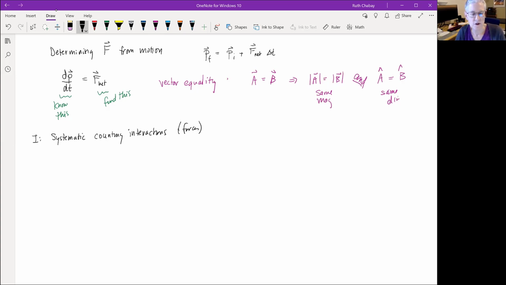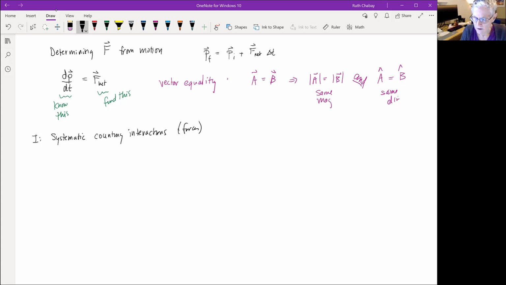And that's important because we can often identify that there are interactions even if we don't know their values. For example, we know there's a friction force on something because it's slowing down, even if we don't know its value and have to calculate it.